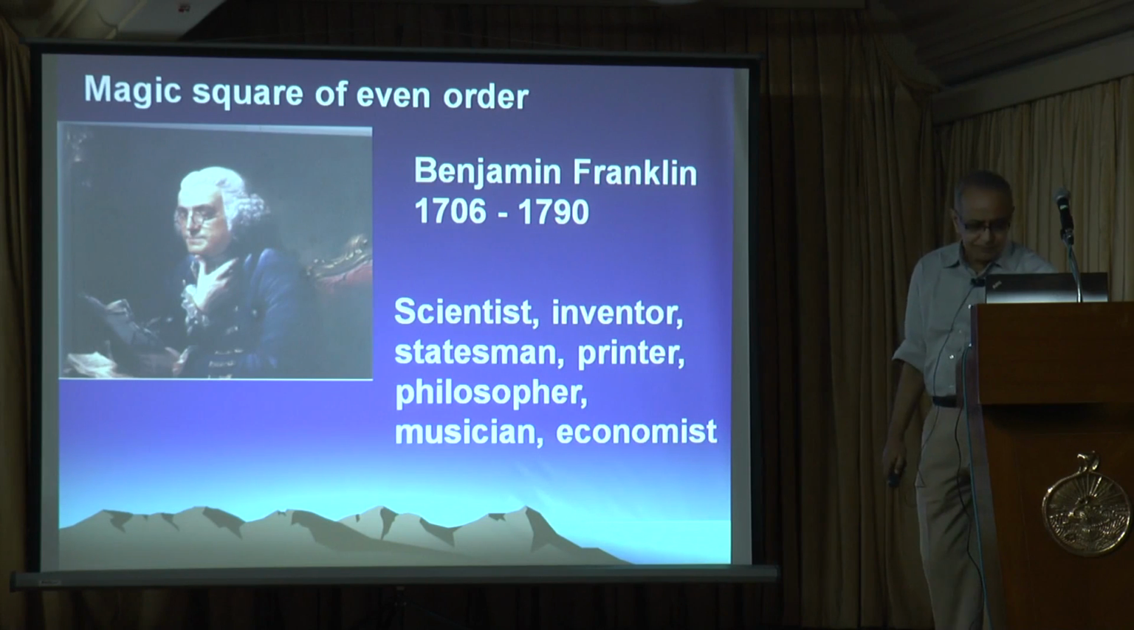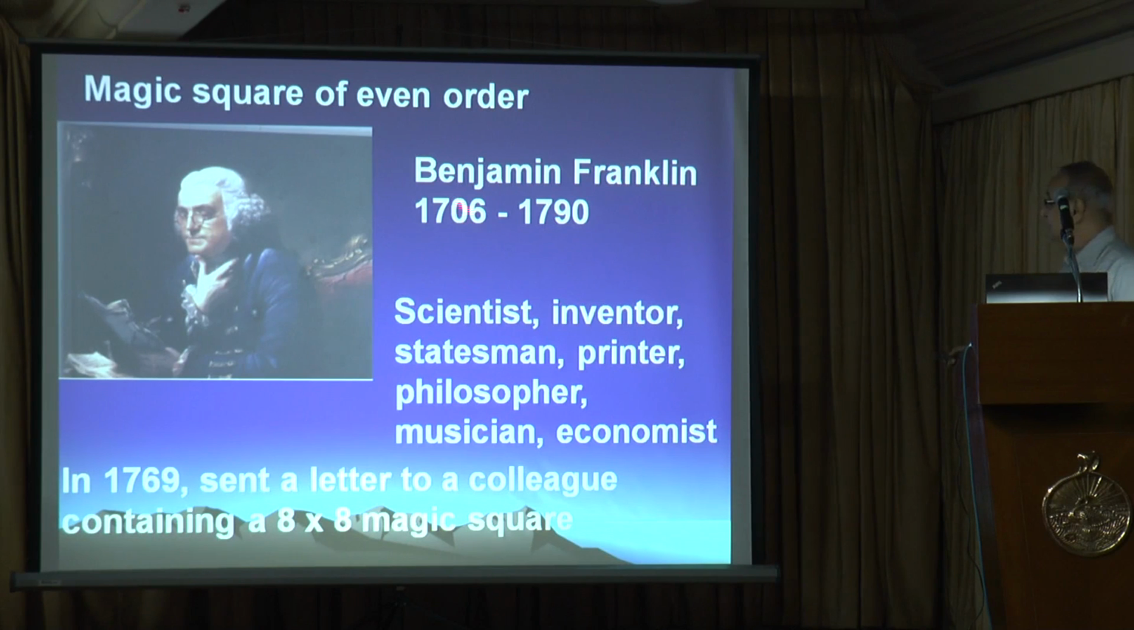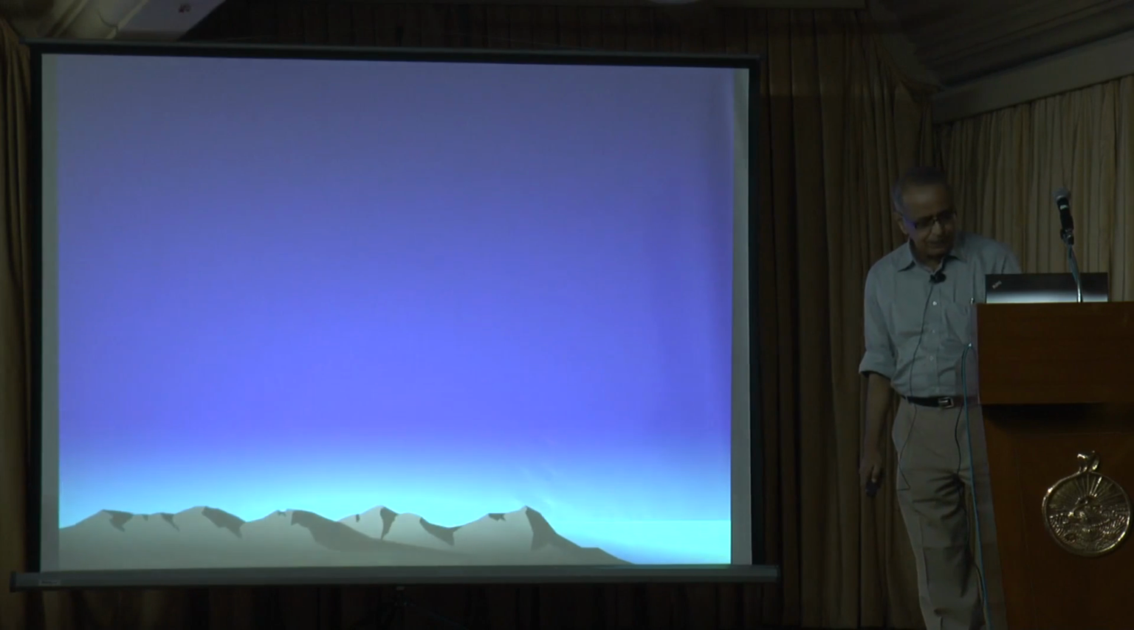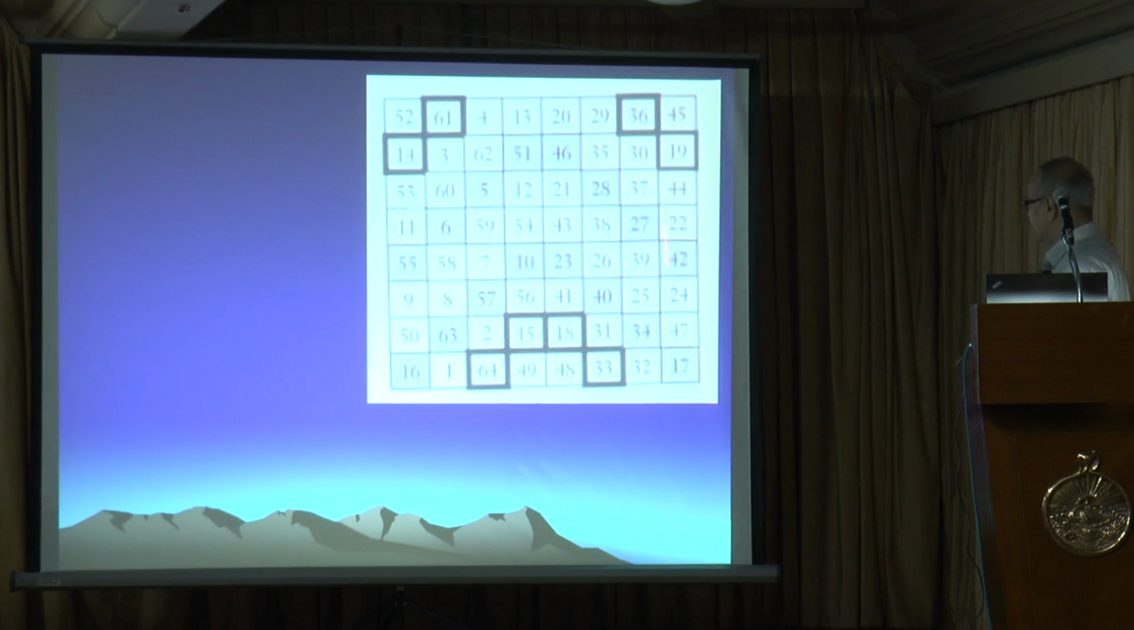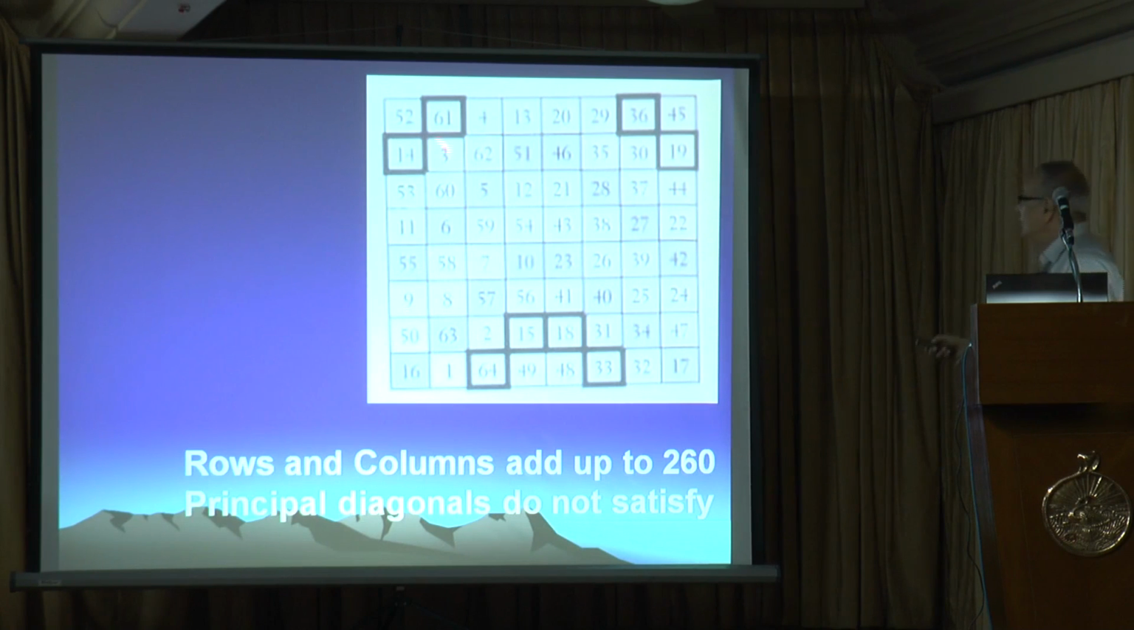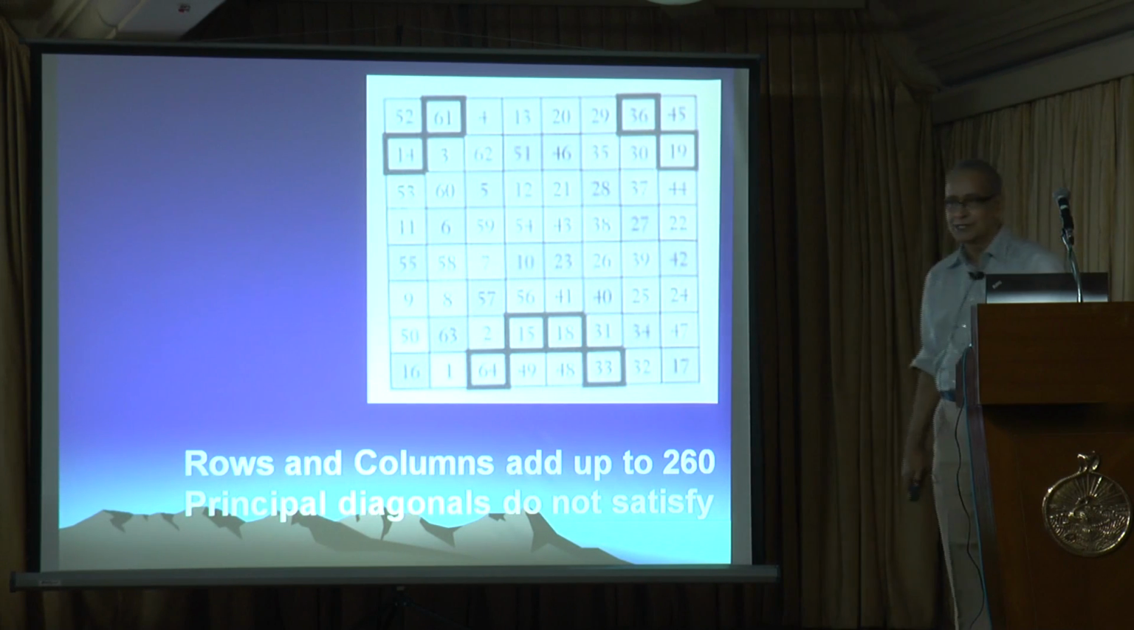Benjamin Franklin, in 1769, when he was 63 years old, sent a letter to a colleague containing an 8 by 8 magic square. This is Benjamin Franklin's magic square from 1 to 64. You write 1, 2, and 3 somewhere, up to 64. The property of this magic square is, if you add the rows or any column, it will add up to 260. But it fails about the principal diagonal. Principal diagonals do not satisfy the magic square requirement.